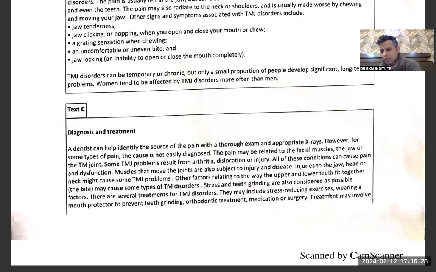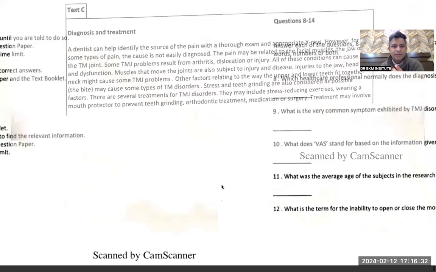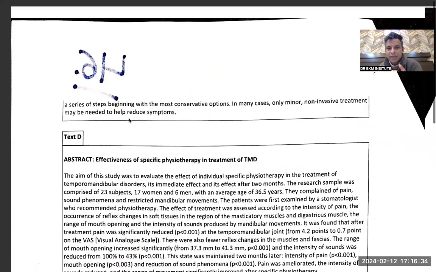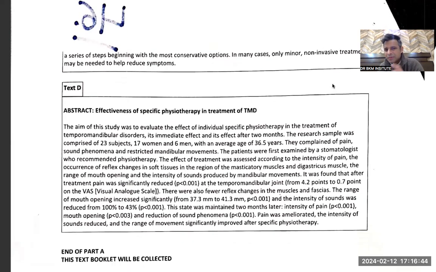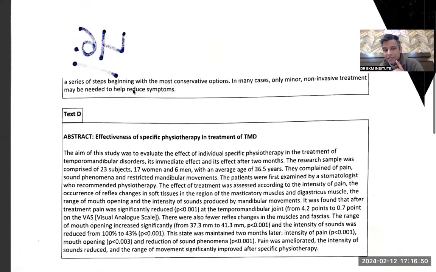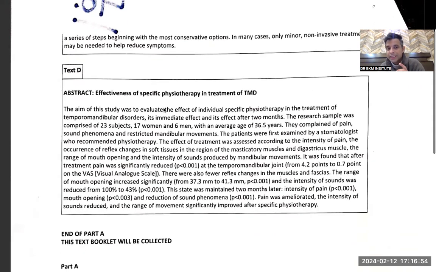Then they are talking about stress reducing exercises. That means this is the initiation of the treatment. Then they are talking about treatment, series of steps, conservative options. Conservative means prevention, conserve, prevent. Then they're talking about invasive treatment might be needed to reduce symptoms. Again, my word is there, reduce symptoms. So in many cases, only minor treatment may be needed to reduce symptoms. Again, I have found one more keyword.